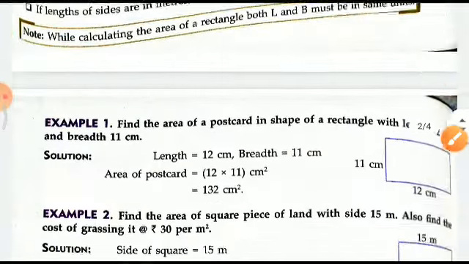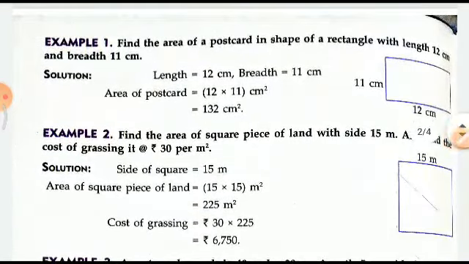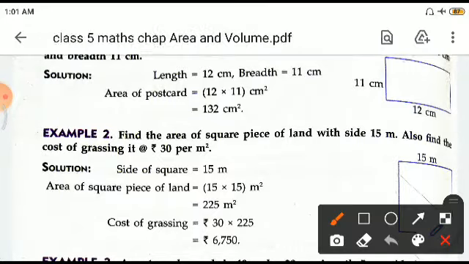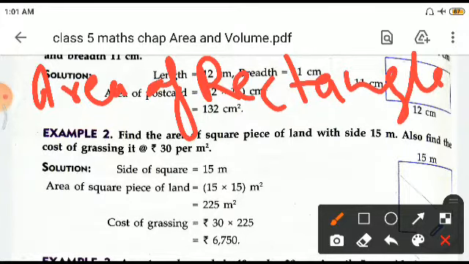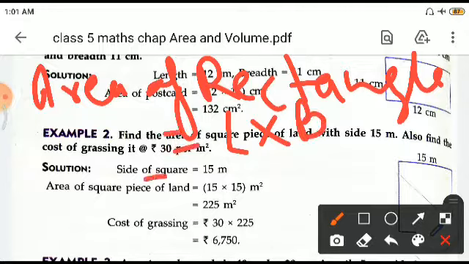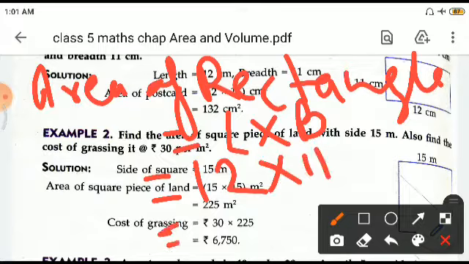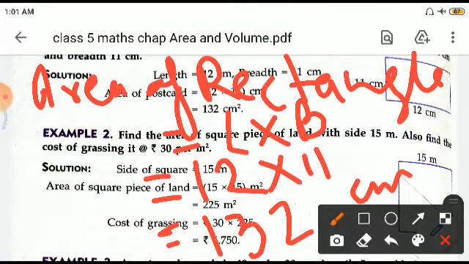Right? Okay. Now let us move ahead and see in this first figure, find the area of the postcard in the shape of a rectangle. And here length is 12 and breadth is 11. So what we will be doing? Firstly, we should understand that the formula of area of a rectangle is L into B. So here the length is given as 12 and B is 11, so 12 into 11, and then we will get the answer to be 132 centimeter square.